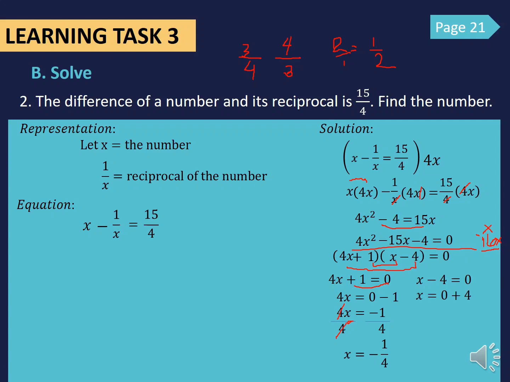So, that is our x1. Now, x minus 4 is equal to 0. We have 0 plus 4. We transpose negative 4 to the other side. So, 0 plus 4 is equal to positive 4. And since we have two values, negative 1 over 4 and 4, that is our x1 and x2. That is the number. So, of course, since this is a problem solving, we have to indicate the final answer. So, the numbers are 4 and negative 1/4.